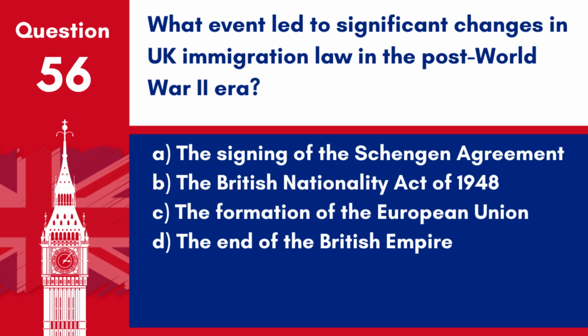Question 56. What event led to significant changes in UK immigration law in the post-World War II era? A. The signing of the Schengen Agreement. B. The British Nationality Act of 1948. C. The formation of the European Union. D. The end of the British Empire. Answer. B. The British Nationality Act of 1948. This act led to significant changes in UK immigration law by allowing citizens of Commonwealth countries to settle in the UK, shaping the multicultural society of modern Britain.